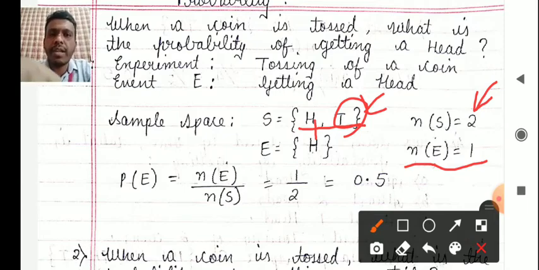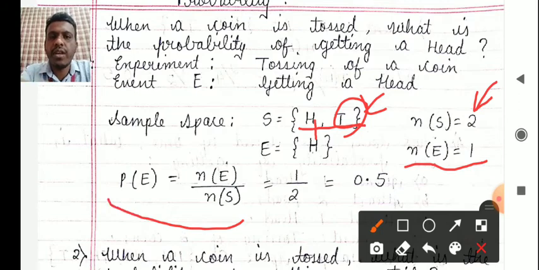What is the mathematical definition of probability? Probability of any event is equal to the number of items in that set divided by the total number of possible items, that is, the number of items in the sample space.